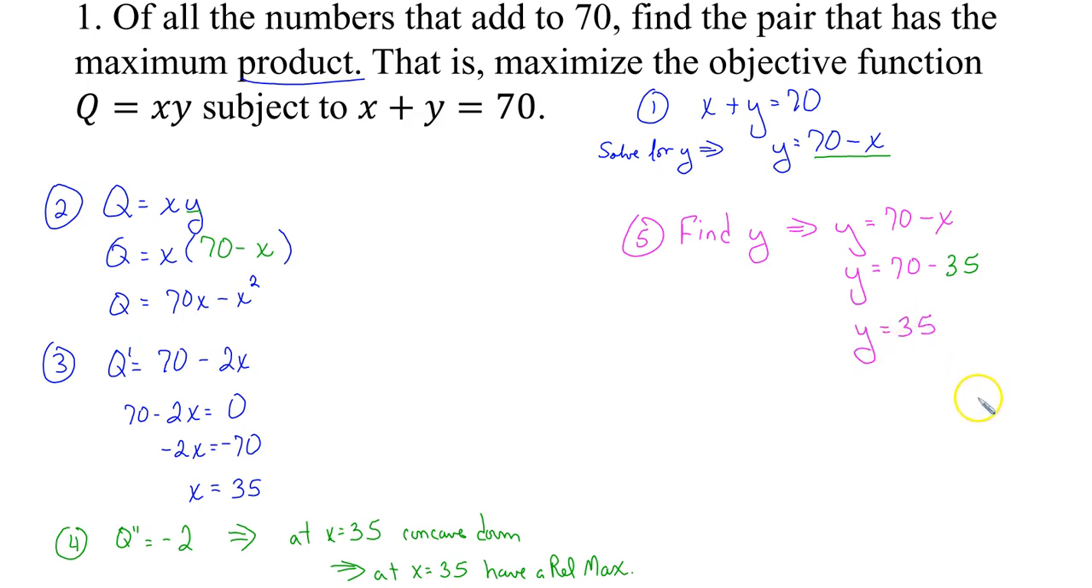Not terribly surprising in that a square usually results in a maximum product. So 35 and 35. So the two numbers are x is equal to 35 and y is equal to 35. And those are going to be our two numbers which will maximize the product, whose sum is 70. All right, so let's move on to problem number 2.